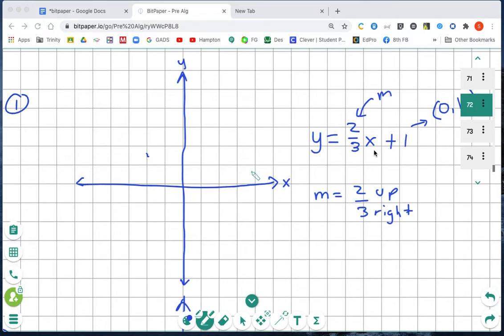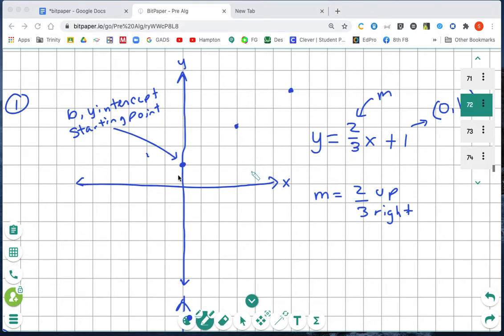So we're going to go over to our graph and we're going to go to (0, 1). This is our b. This is our y-intercept. And this is our starting point. Now we're going to use our slope. So we're going to go up 2, to the right 3. And then we're going to go up 2, to the right 3.